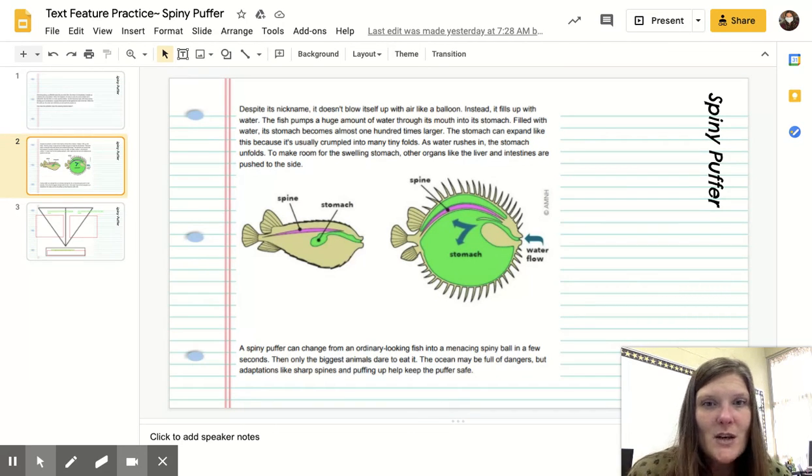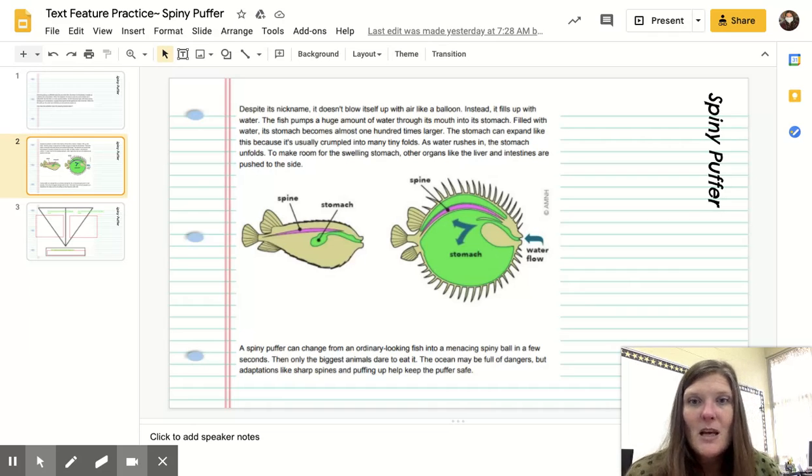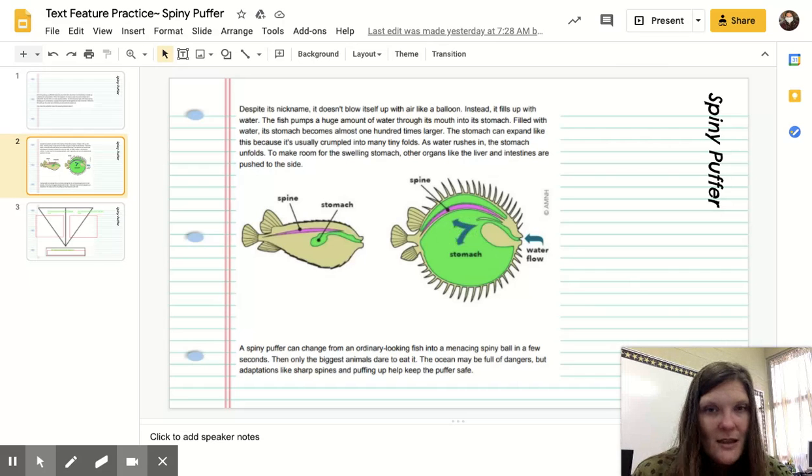So the first thing I want to do is look at the text feature. I'm looking at a picture here of, it looks like to me, a fish, and I can see its spine and its stomach in this first picture, and it's really small, and the fish is small, right? And in the second picture, I see that the spine has gone up in a curve and the stomach is big, it's really big, and the fish has gotten really big. And the only difference is I see right here that there is water flow.